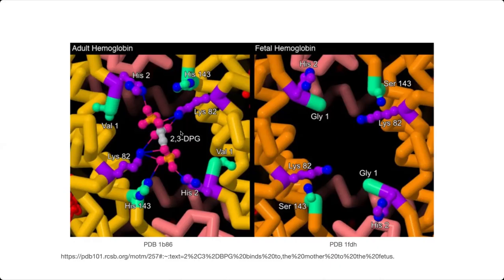And in fact, if we look at the 2,3-BPG binding site of adult hemoglobin, we see that we have histidines, we have lysines, lots of positive charge that can come and bind to this 2,3-BPG, forming salt bridge interactions and stabilizing that T form. Remember that the T form is the form that has a low affinity for oxygen, it's not bound to oxygen.